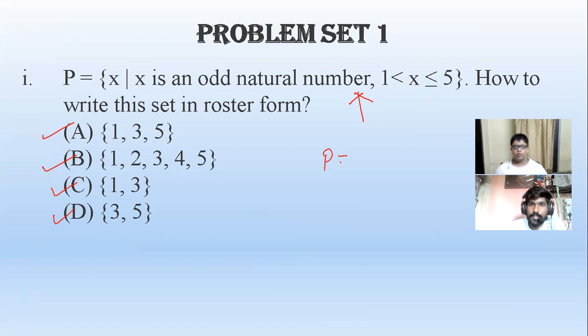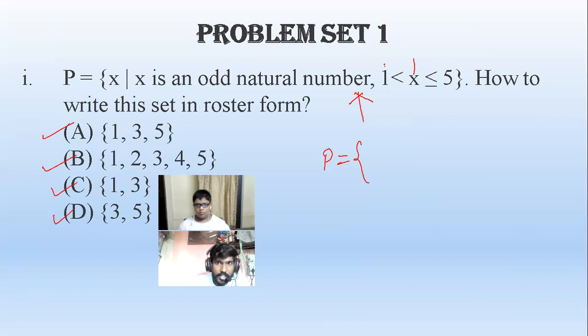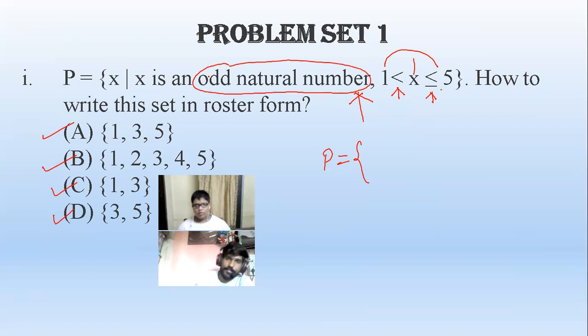So first, tell me. So x is between 1 and 5. But you see, this is strictly less than and this is lesser than or equal to. So what all elements are in the set can you tell me? And look at this also, odd natural number between 1 and 5. So can you tell me that?